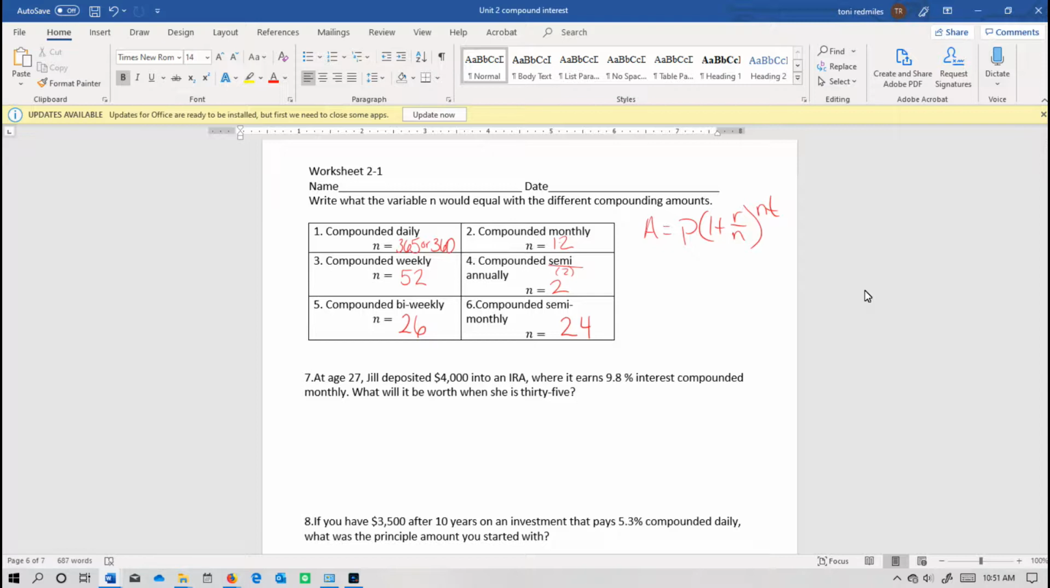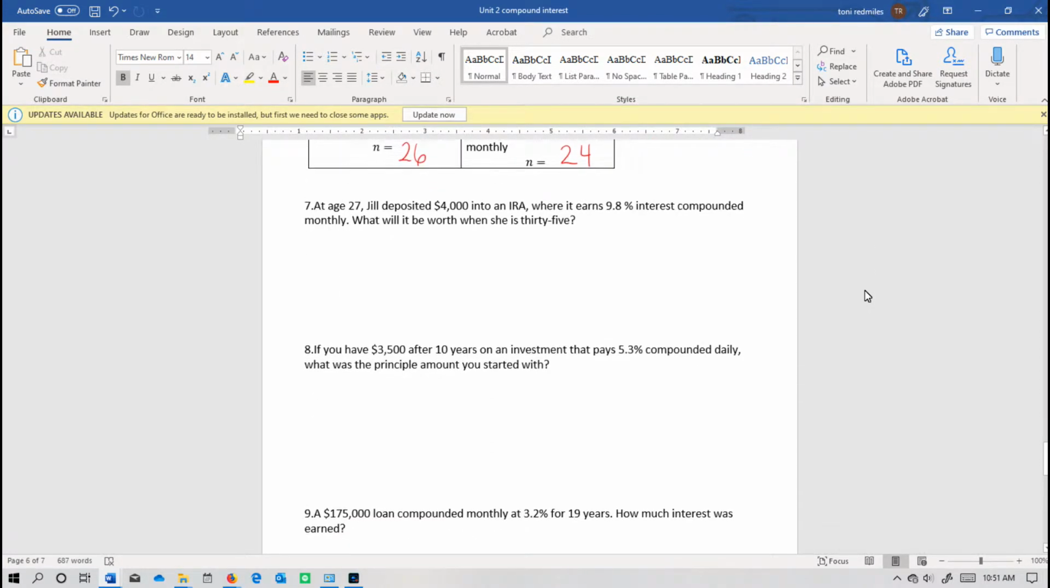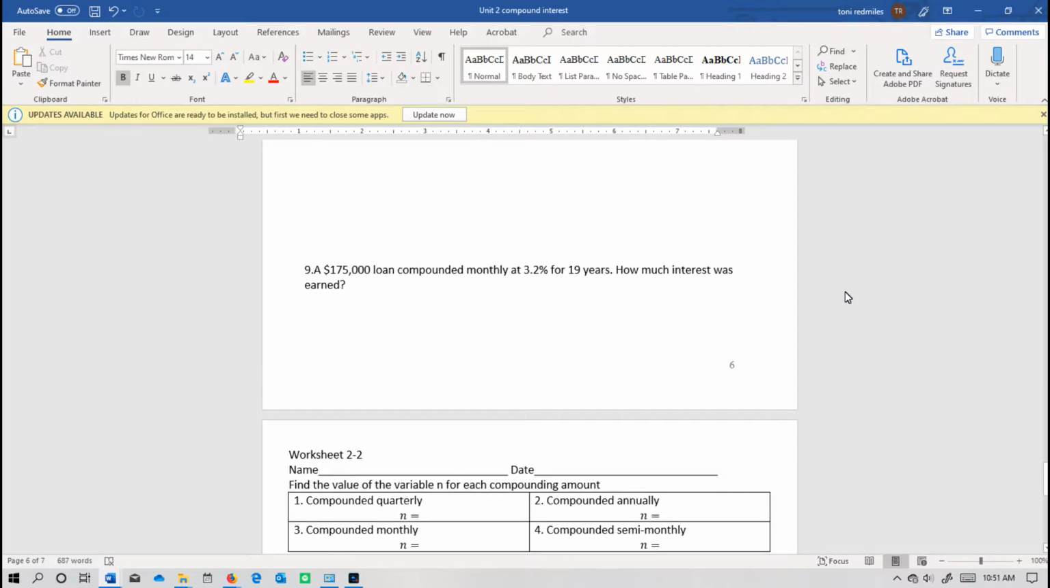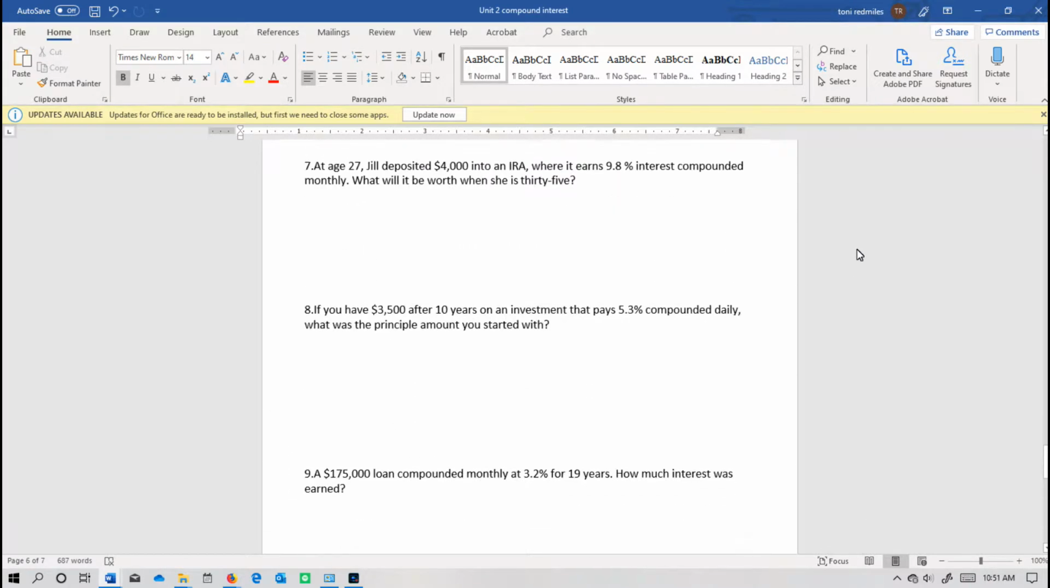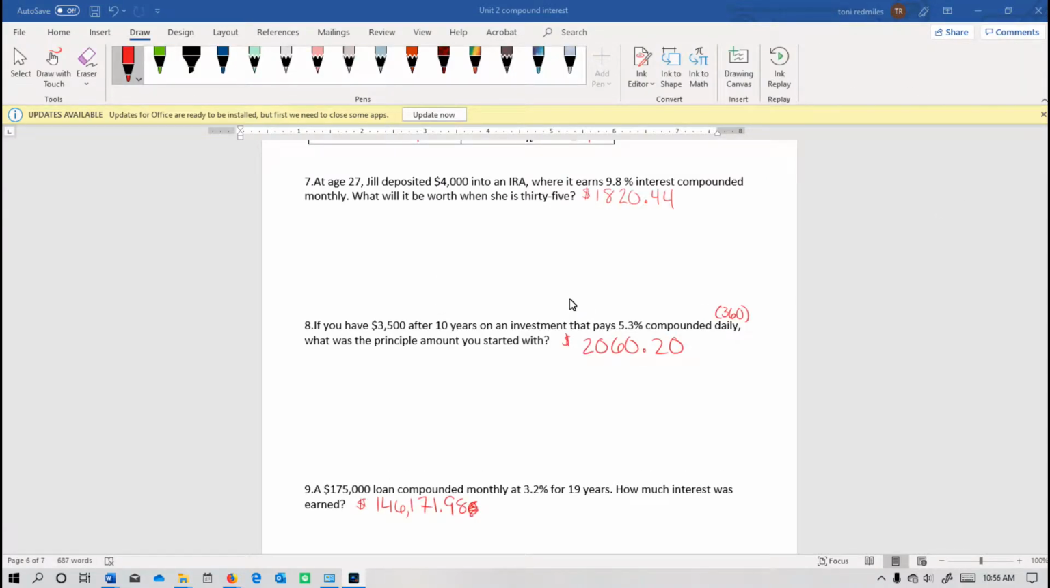All right, so that's how you find the n. You have to look at that compounding amount and figure out how many times it would happen in a year. So I'm going to pause and put up the answers to the rest of the questions. There are 3, so that you can correct them before you go on and watch me working them out. So just hold on 1 second. All right, so go ahead and check your answers.